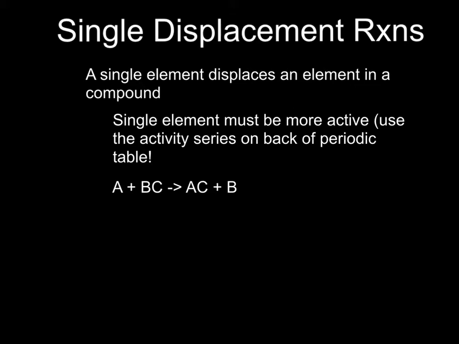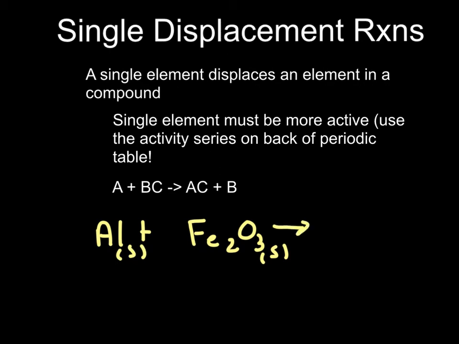If we take aluminum metal and we add it to iron oxide, iron 3 oxide, these are solids. We obviously have to do some heating of some sort here. Typically magnesium is used as an ignition source. You light the magnesium and then this goes. The aluminum comes in and it knocks iron out.